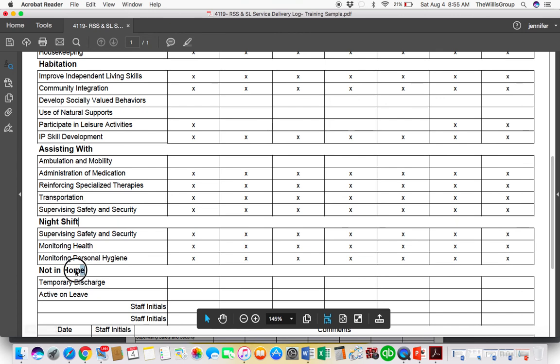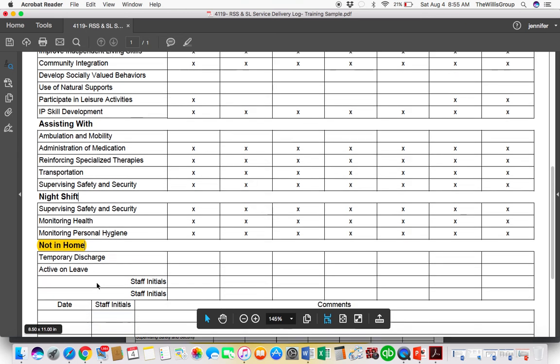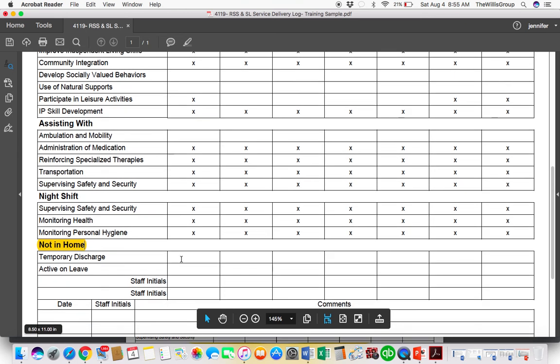Anytime that we are filling out for not in the home, this is really referring to the fact that the individual is out on a leave, meaning that they may be in a psychiatric hospital. So hopefully these sections are not being checked unless that individual is in a psychiatric hospital or has been incarcerated.